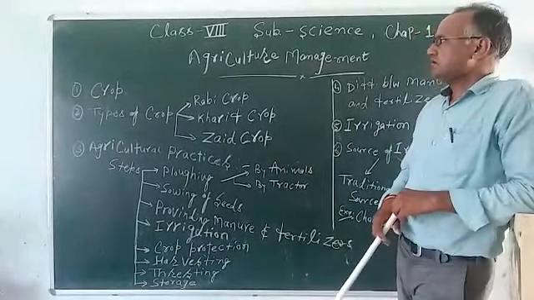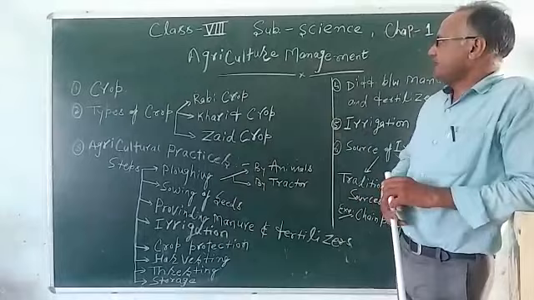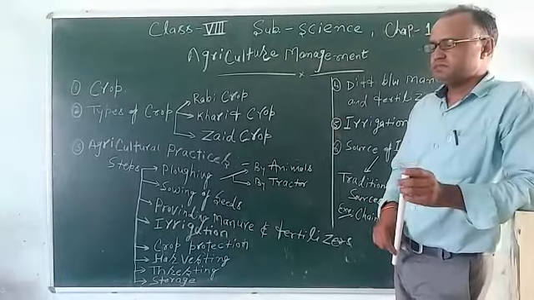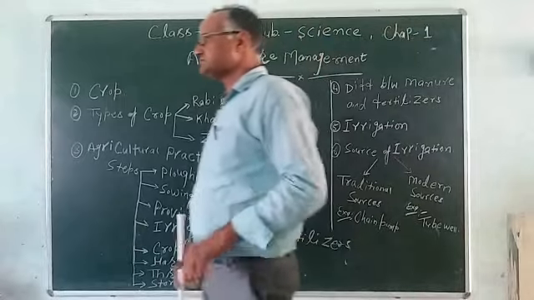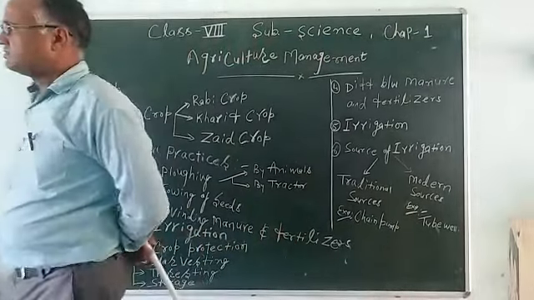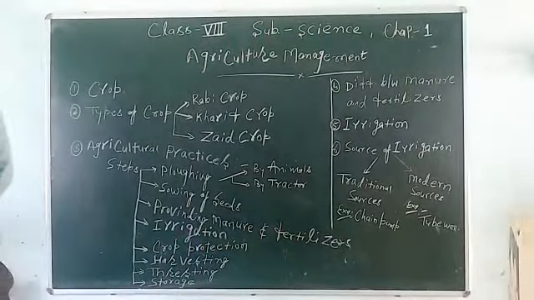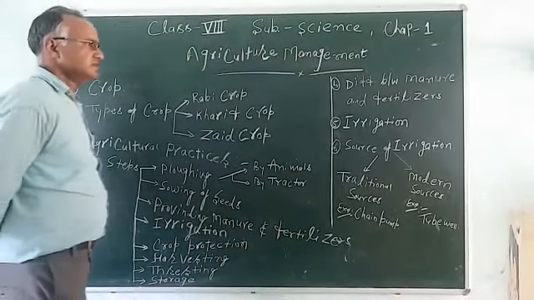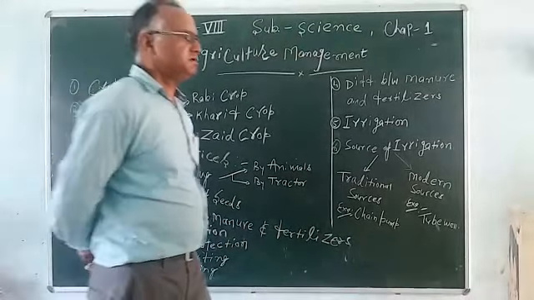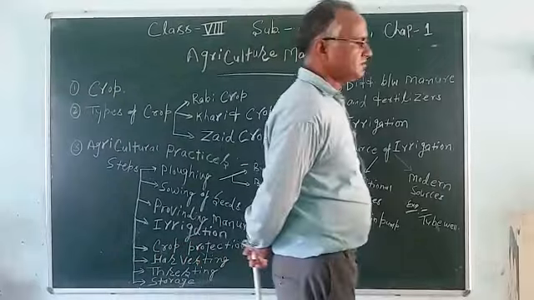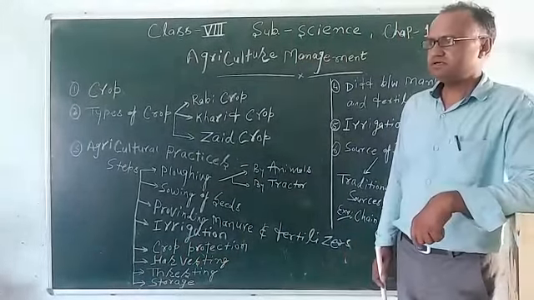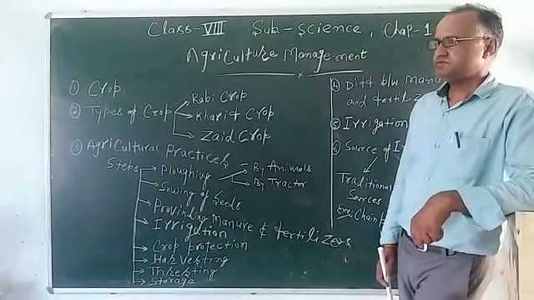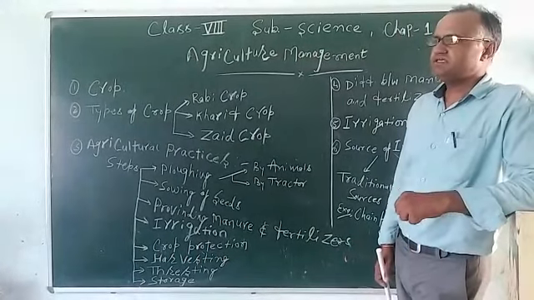Today we study agriculture management. In the previous class, we studied plants. Plants are known as autotrophs. Autotrophs means they can synthesize their own food in the presence of sunlight. So they are known as autotrophs.